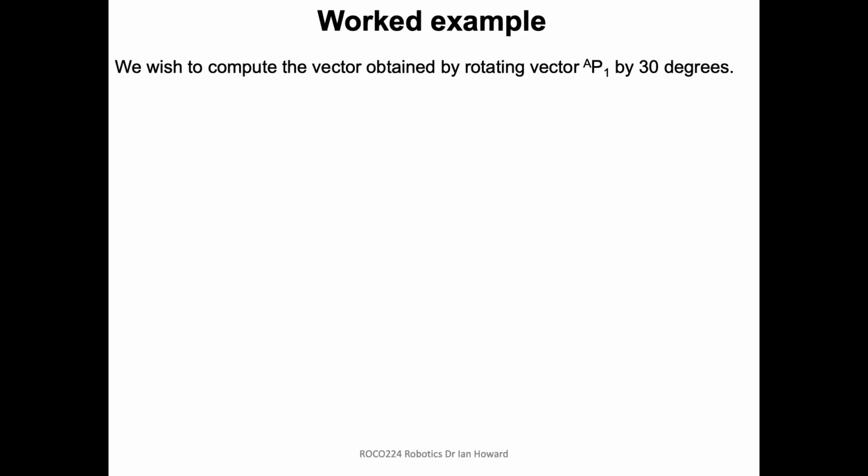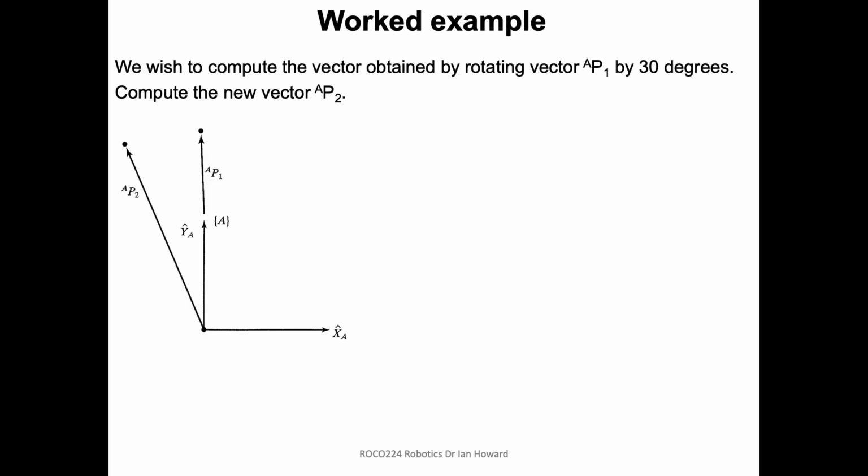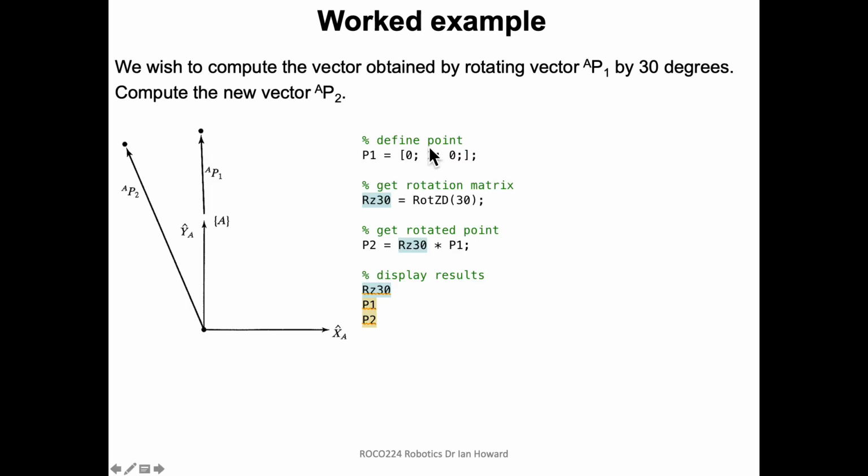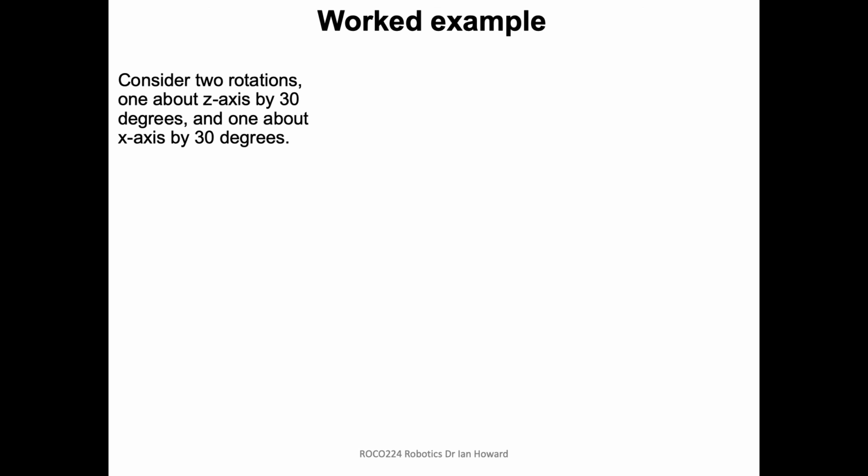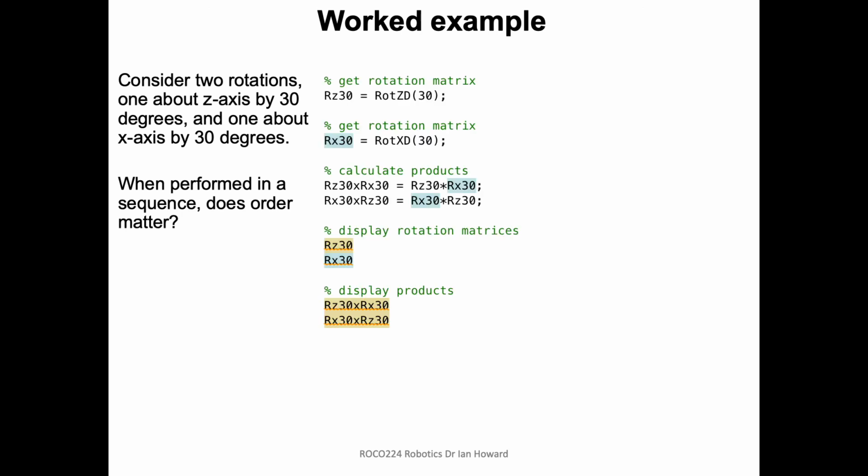So imagine now we want to compute a vector, in fact the position vector, by rotating one already by 30 degrees. So all we have to do is we just define the point that we want, we build our rotation matrix, and we multiply our point by the rotation matrix, and then we end up with a new value, right? So it's as easy as that. So now imagine 2 rotations, one about the z-axis by 30 degrees and one about the x-axis by 30 degrees. Well, we're going to see that actually does make a big difference what order you do them in. So that's something you have to bear in mind with rotations in general.